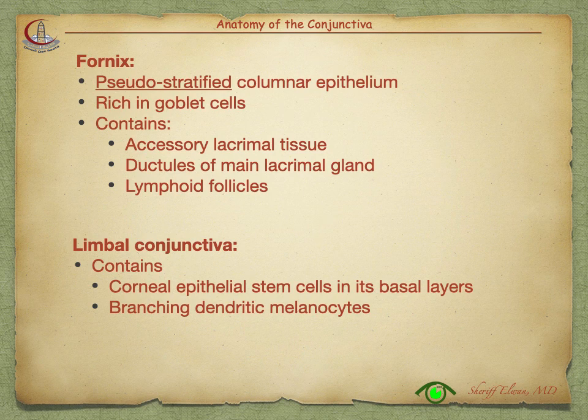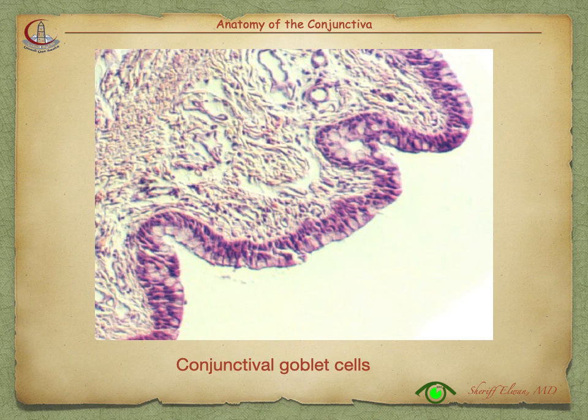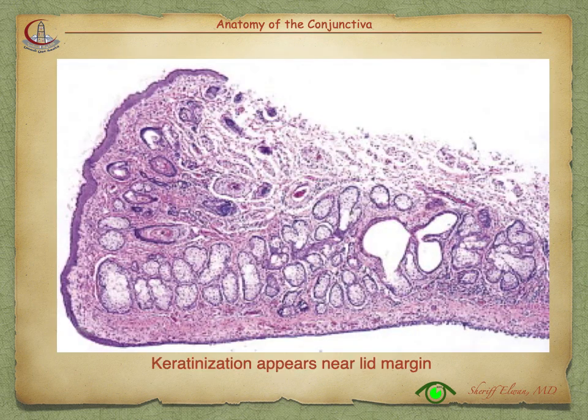This is very important to remember, that in the limbal part of the conjunctiva there are corneal stem cells. Here appear the conjunctival goblet cells among pseudostratified epithelium, and here keratinization appearing near the lid margin. Near the lid margin, the epithelium is in a transitional phase to change into skin, and it is therefore keratinized.